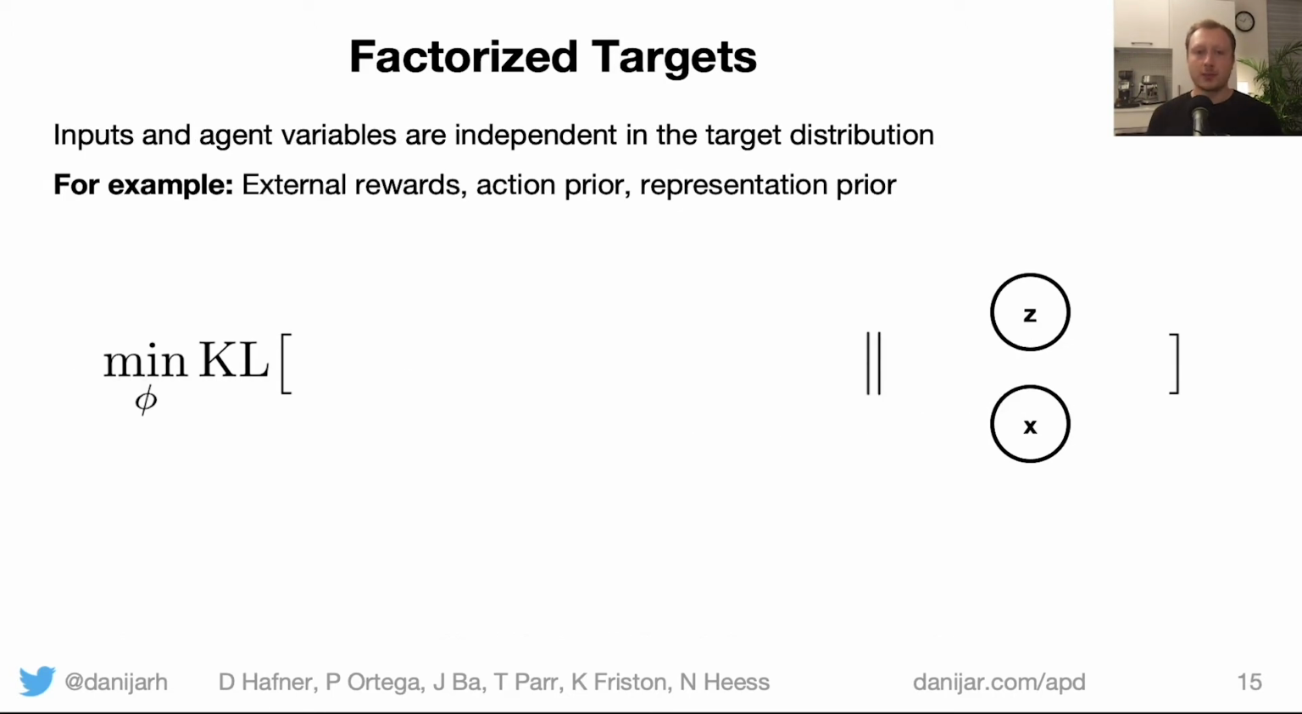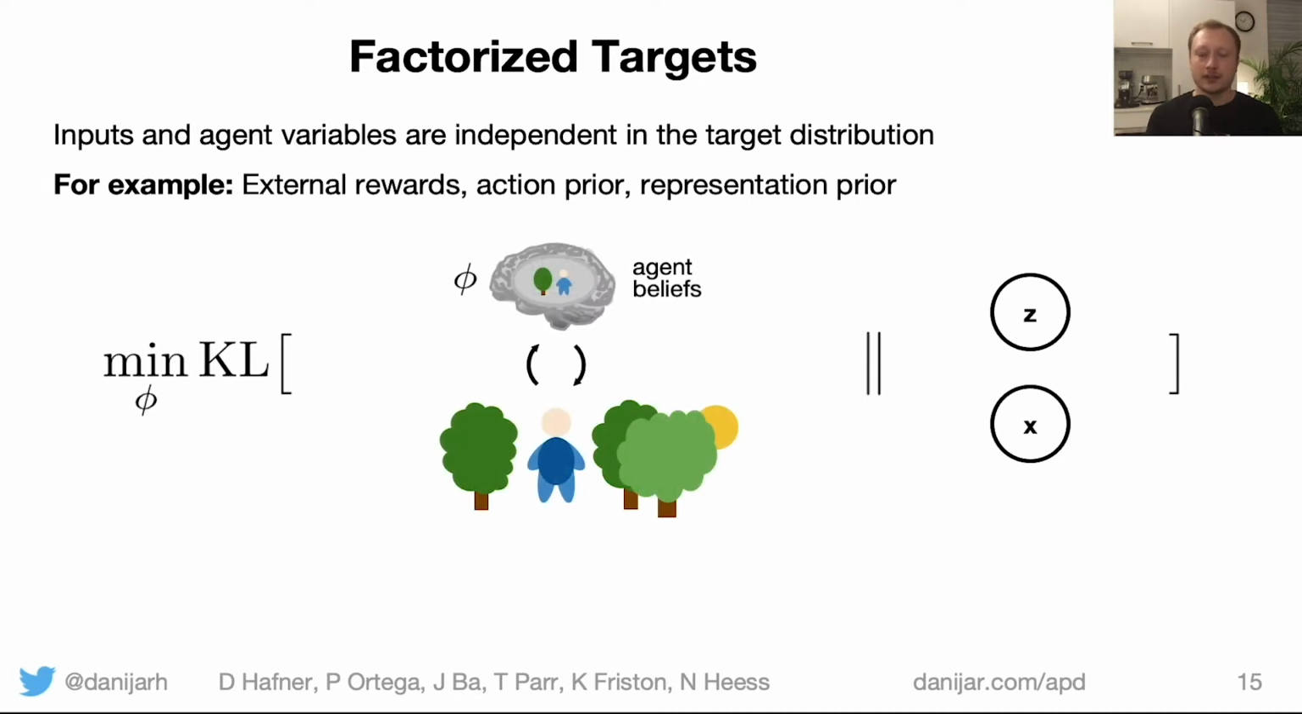Let's look at the dependencies between inputs and agent variables in the target distribution a bit more closely. Factorized targets, as shown here on the right, have the inputs and agent variables be independent of each other. Examples of these are preferences over inputs, such as task rewards, preferences over actions, such as an action prior, or preferences over representations. In trying to bring the trajectory distribution towards a factorized target, the agent effectively also tries to make the inputs and its own representations as independent as possible in the trajectory distribution.